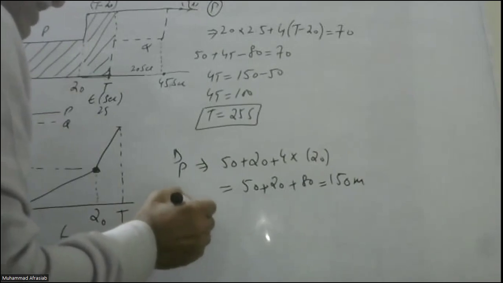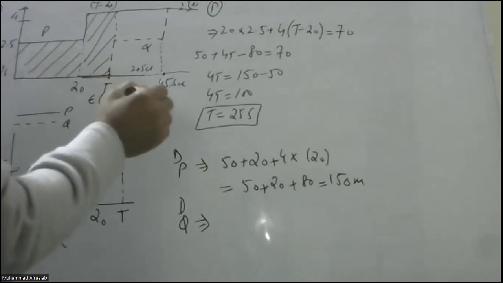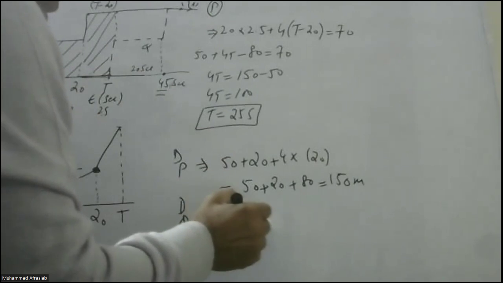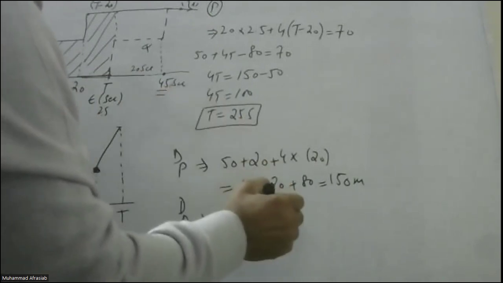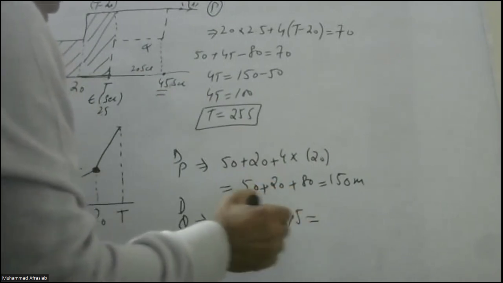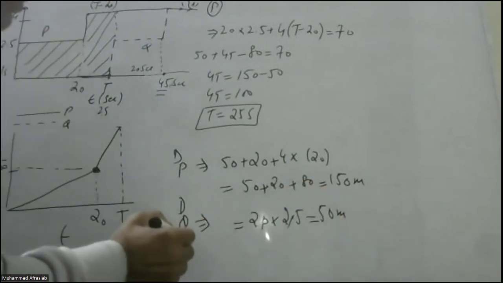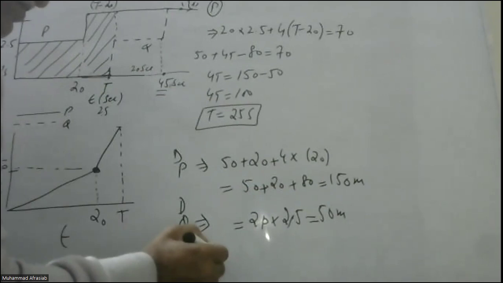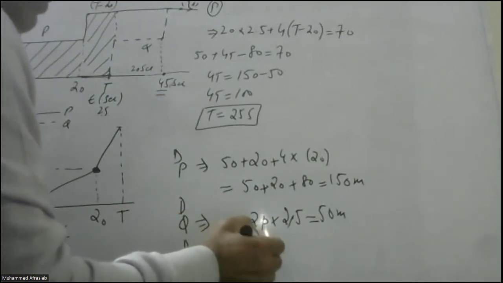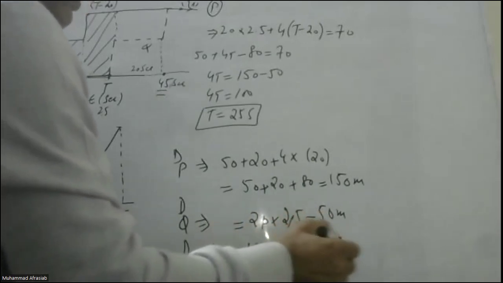The distance traveled by particle Q is, this is 45, this is 25, so that is 20 into 2.5, which is equal to 50 meters. So the distance between these two is 150 minus 50, and that is equal to 100 meters.